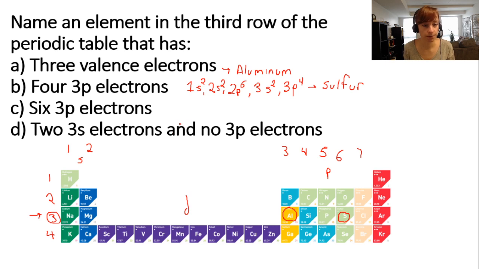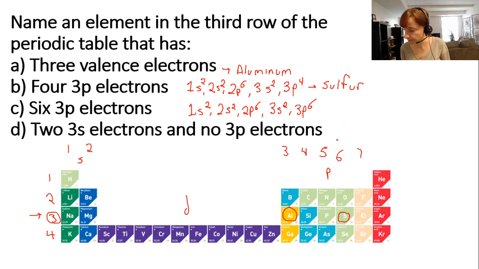Okay, going through the same method, but we have 6 3p electrons. So that means the electron configuration is going to be 1s2, 2s2, 2p6, 3s2, and it'll be 3p6. So it's a full shell. So that gives it 18 electrons. So that makes it argon, as argon has 18 electrons.